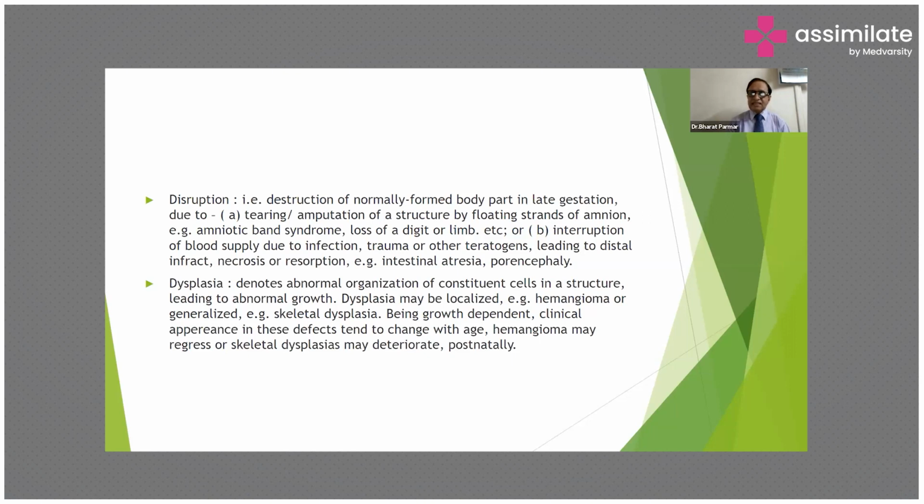Dysplasia. Dysplasia denotes abnormal organization of constituent cells in a structure, leading to abnormal growth. Dysplasia may be localized, that is hemangioma, or generalized, that is skeletal dysplasia. Being growth dependent, the clinical appearance in these defects tends to change with age. Hemangioma may regress or a skeletal dysplasia may deteriorate postnatally.